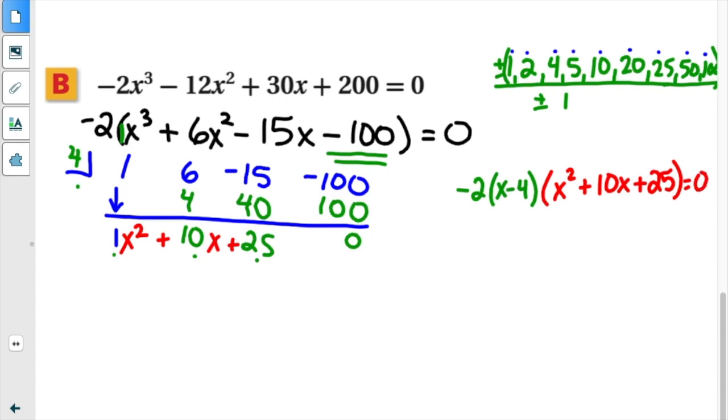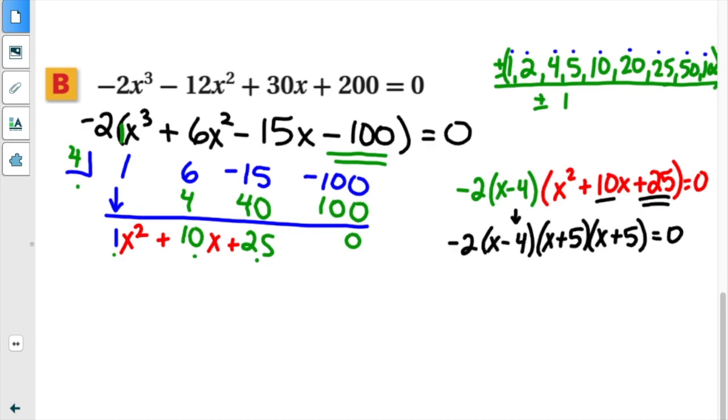Now this isn't factored completely. We still got more work to do, baby birds. But if you look, factors of 25 that add up to 10 could be 5 and 5. So this would factor to x plus 5 times x plus 5, or x plus 5 squared. So if we bring down the other stuff, here is the expression completely factored.